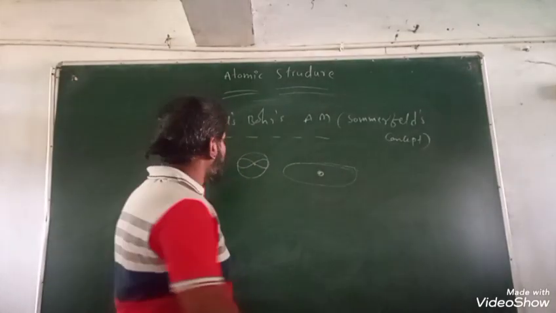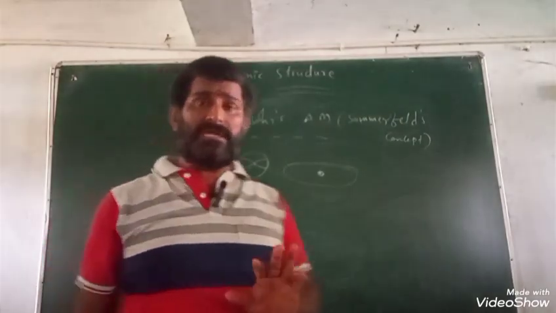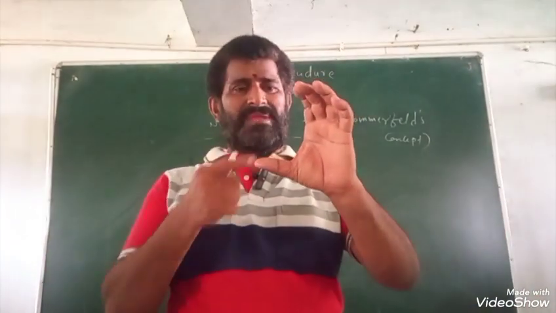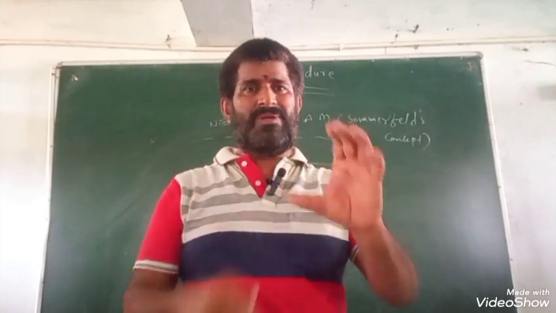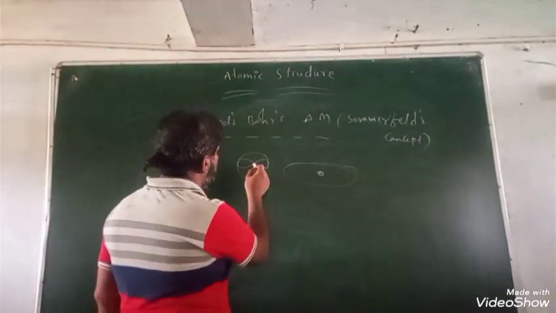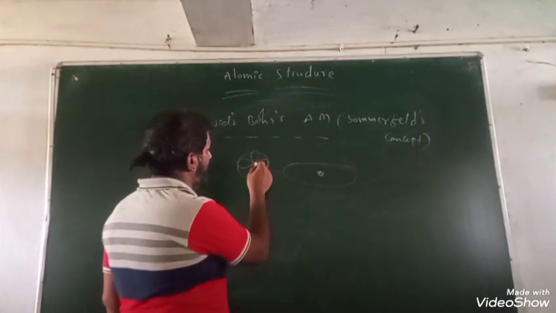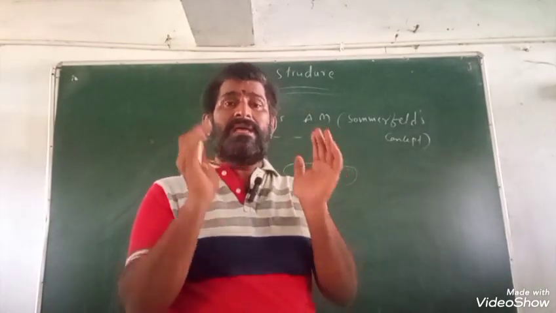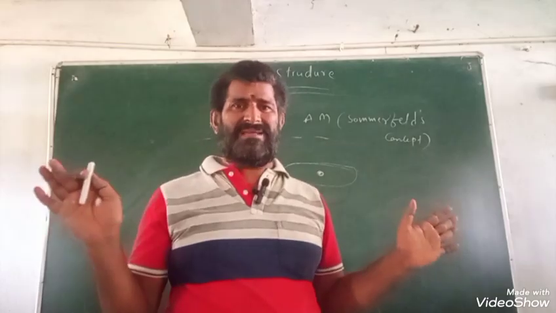Like that he said, that means the electron doesn't continuously revolve in a circular orbit. Within a circular limit, it may have elliptical orbits also. Like that he proposed the orbitals, like S orbital, P orbital, D orbital, within the same circular limit. However, the circular orbits concept is retained.